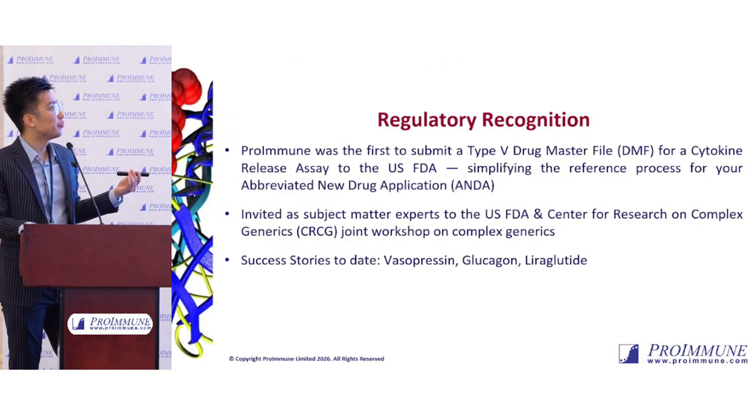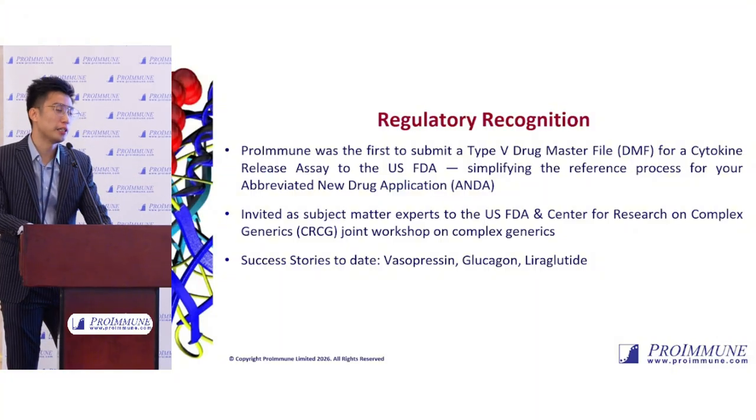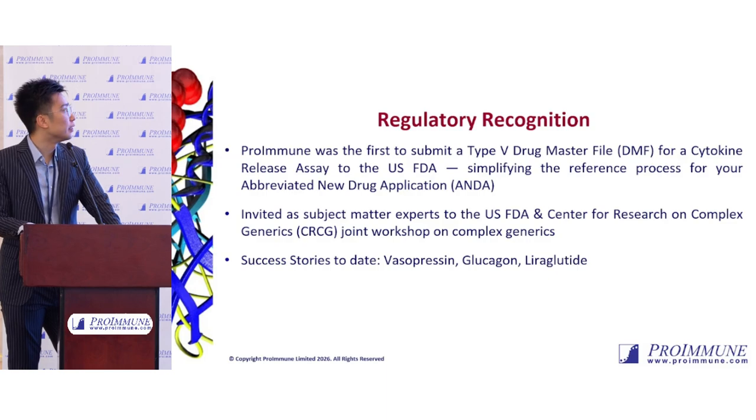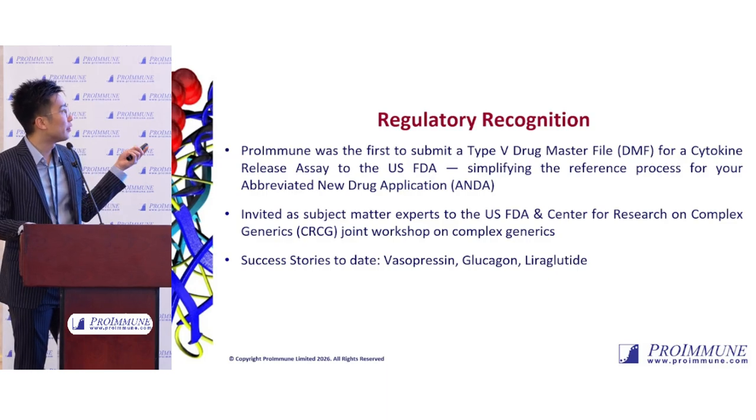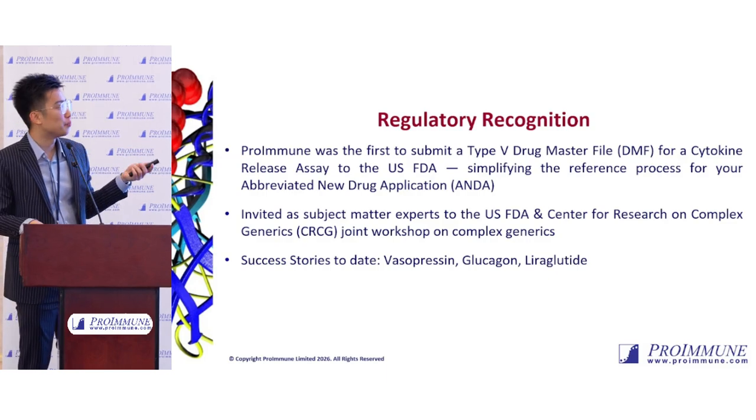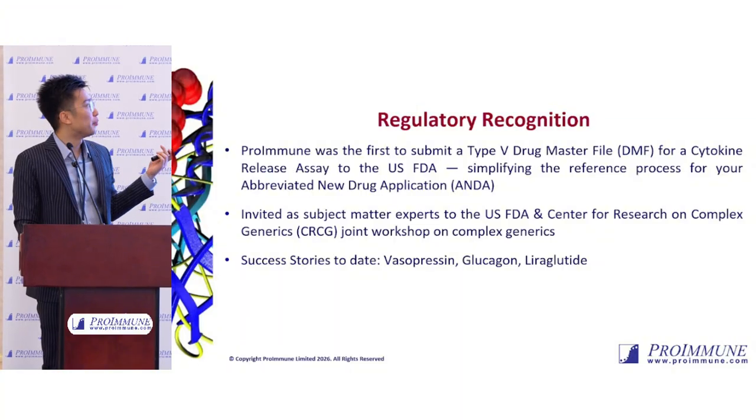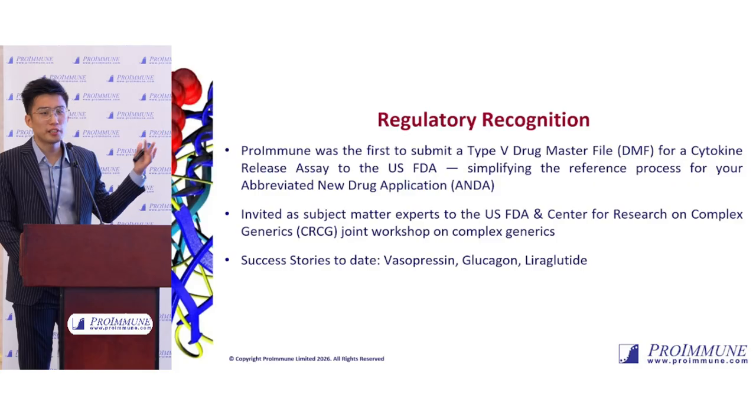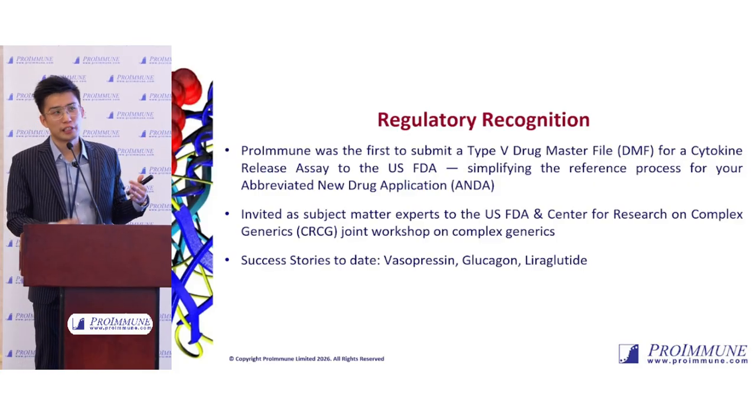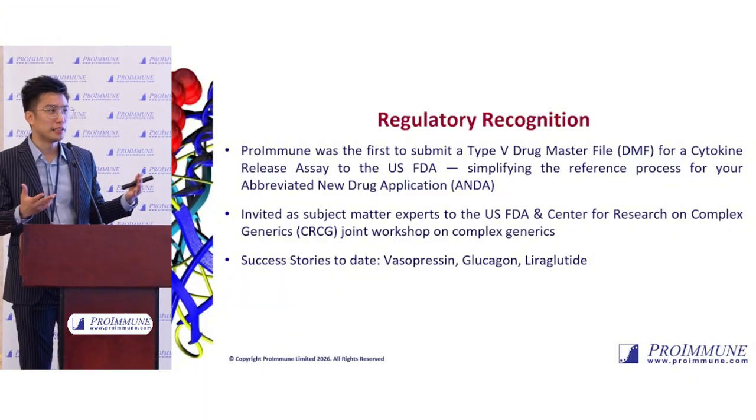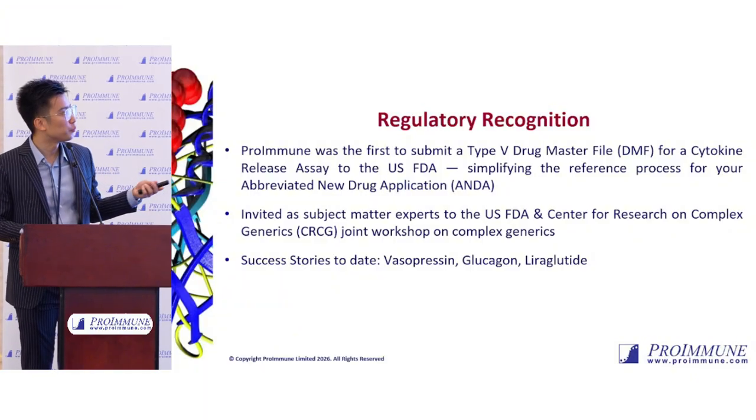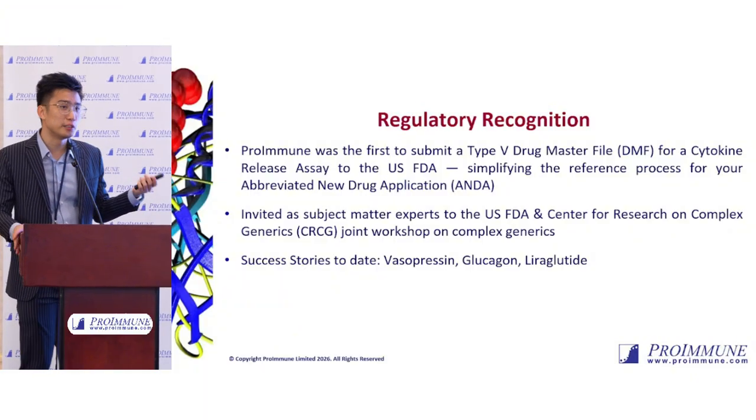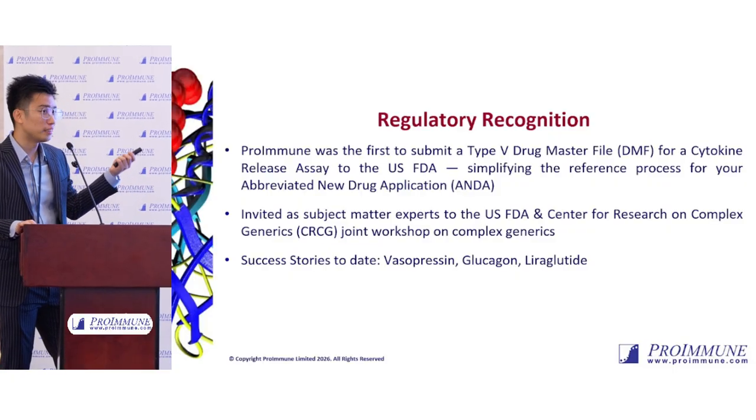So in terms of the regulatory recognition, we are actually the first to submit the Type 5 drug master file to the US FDA for our cytokine release assay. This helps you simplify the reference process for your abbreviated new drug application, ANDA for short. The drug master file captures the detailed protocol, the SOP, and validation data. So it makes it easier for the agency to better understand the different aspects of the assay, which is not something that we can share directly due to the confidential information inside.